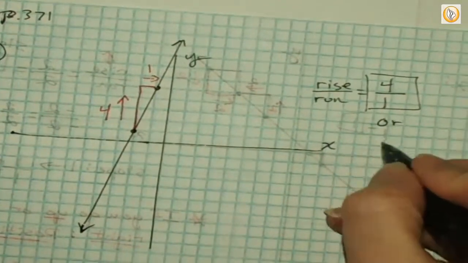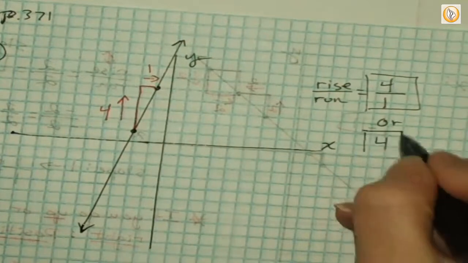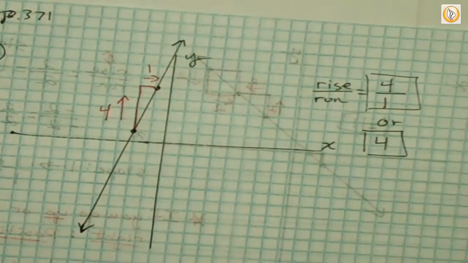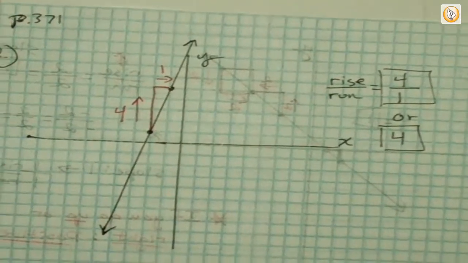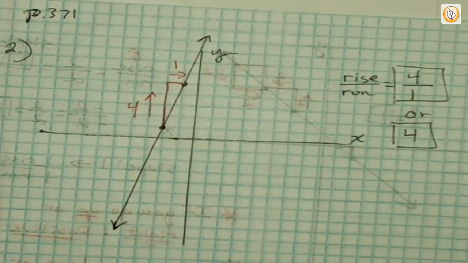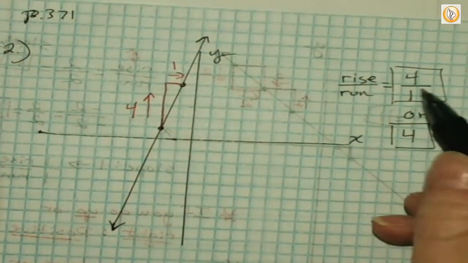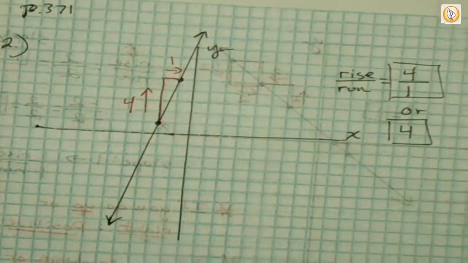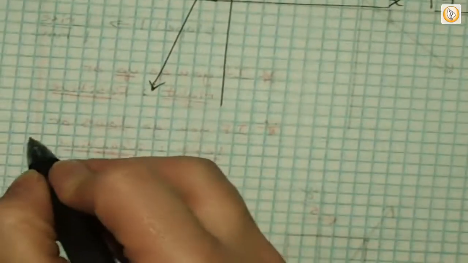For number 2, it can only be either 4 over 1 or 4. Number 2. Wait, what were you on? Number 1. Oh. Does everyone see this? You have to find those intersections. Any questions? Either one of these, it's the same thing. All right, let's do another one.